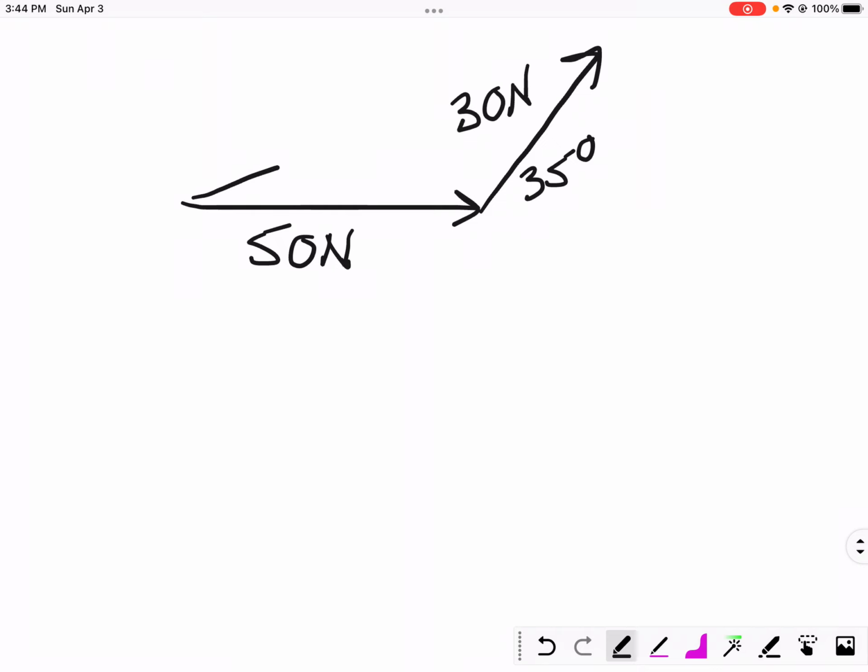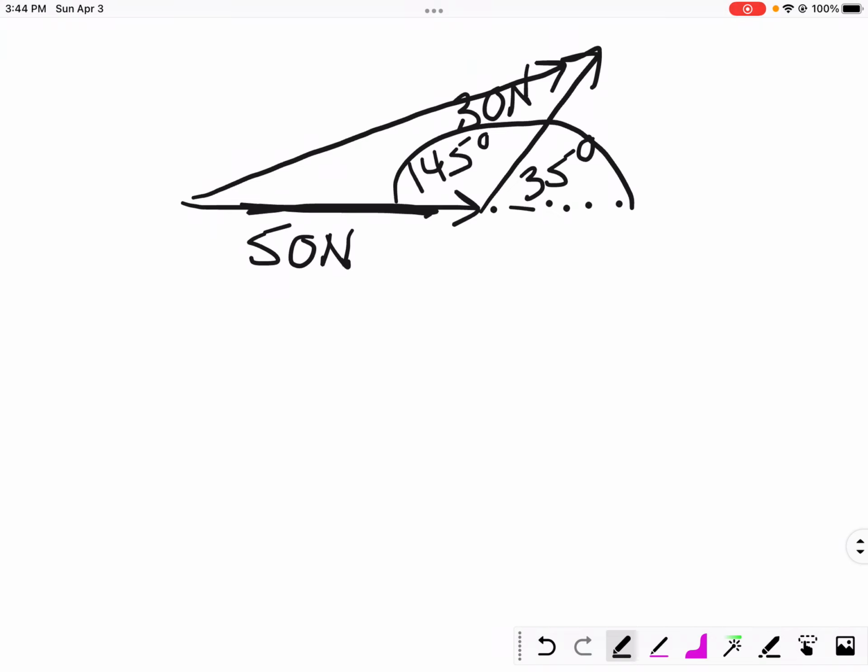So the resultant is this, and because we have this 35-degree angle in there, that tells us inside here we have 145 degrees, because they have to add up to 180 there. And now we have this side and this side and this angle, so we can find that side, which is the resultant. And hopefully you can see the calculation in the lesson.